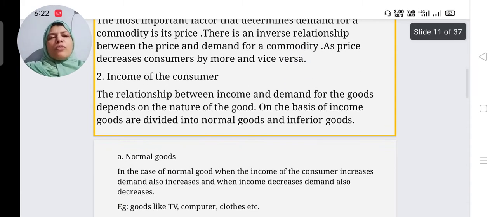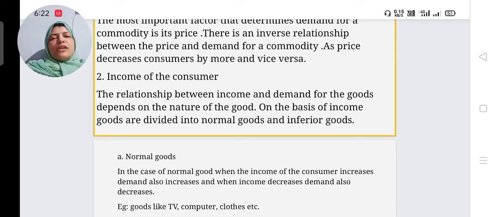Second one, income of the consumer. The relationship between income and demand for the goods depends on the nature of the good. On the basis of income, goods are divided into normal goods and inferior goods. Our income and our demand for the commodity depend upon the nature of the commodity.